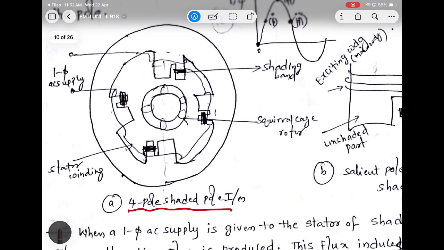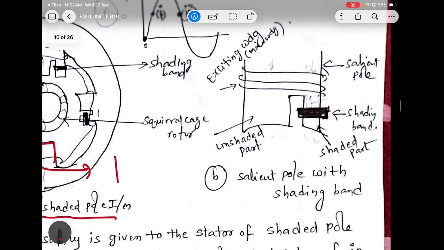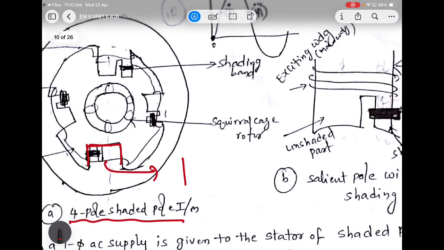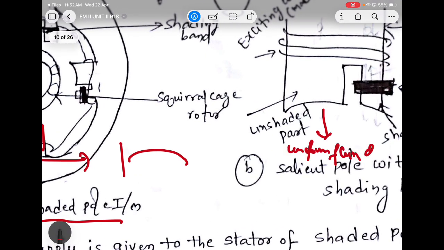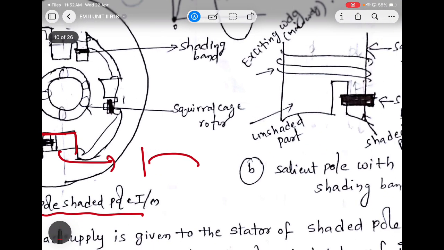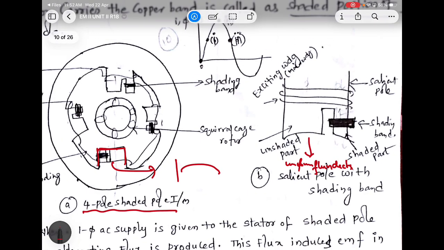So now what will it do here? If this is a stator pole, you can see the diagram here. Why is it not straight, why is it semicircular? You already know this. It is semicircular to provide uniform flux distribution, so that the EMF waveform should be sinusoidal.